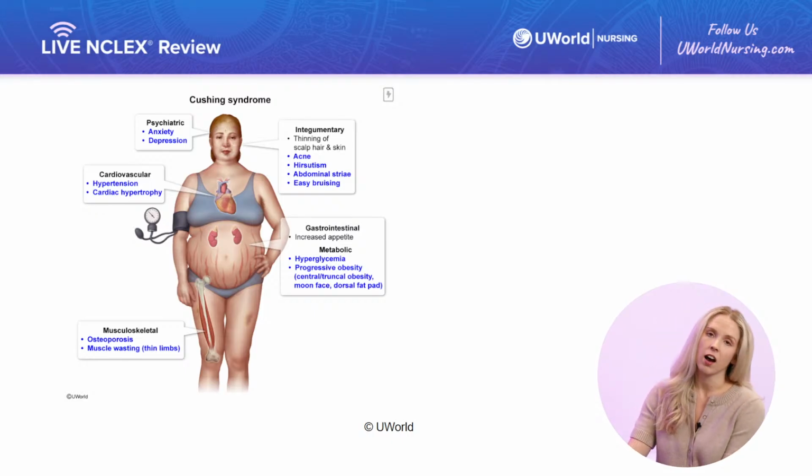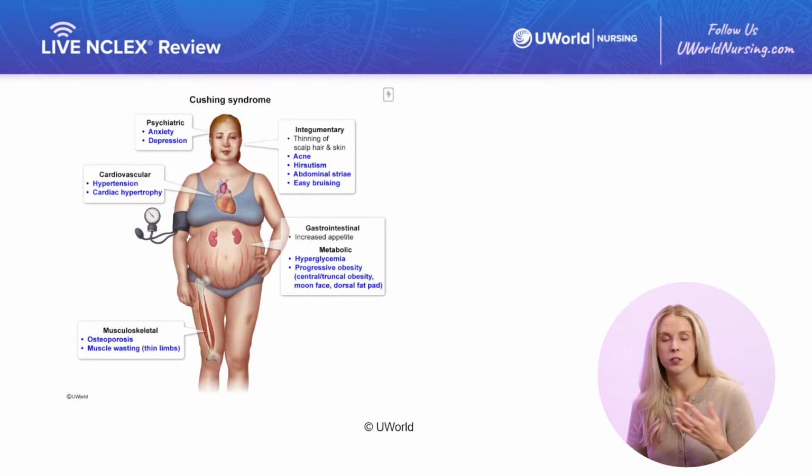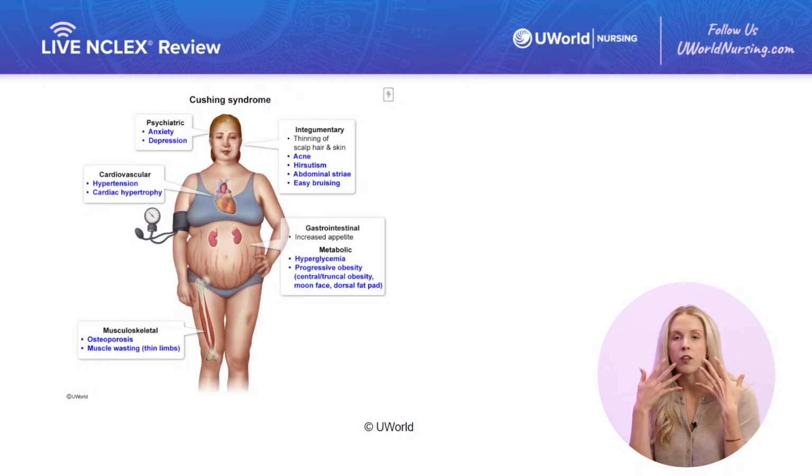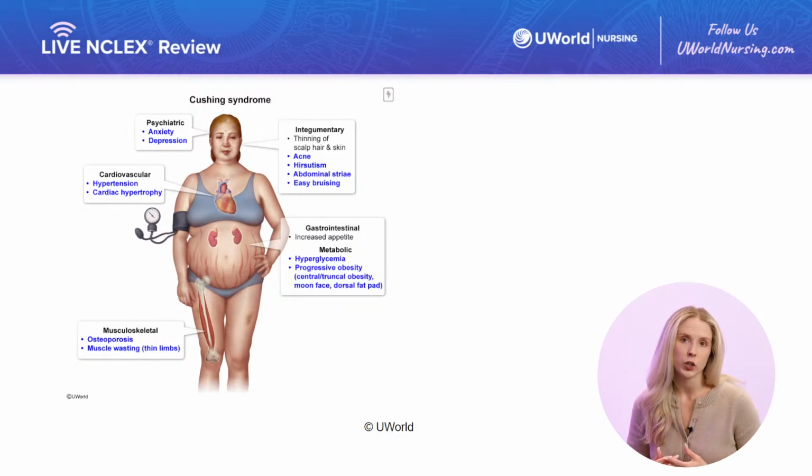We can see thinning of the hair on the head. Clients can have acne. They can have hirsutism, which is inappropriate patterns of hair growth. So in a woman, they may have hair growth on their chin like a beard, which is unexpected in a female client. We're going to have abdominal striae, those purple stretch marks, a lot of times on the abdomen. Clients will bruise easily, and we can see an increased appetite.